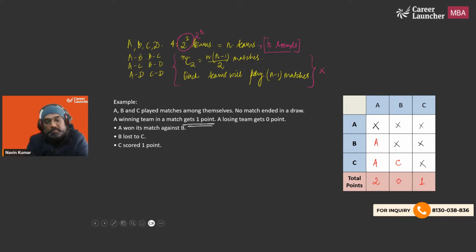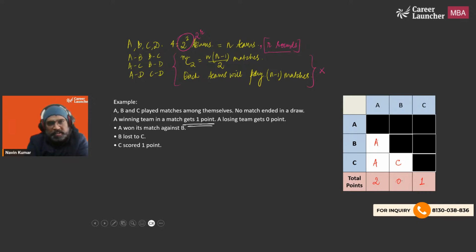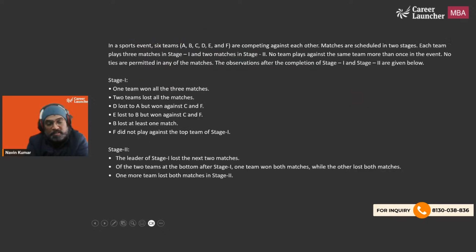So basically the important thing is this is how we represent the matrix, and this is how we put in the values and points and goals, whatever is required. Now let's do one set. We basically shade out, or get rid of, the cells which are repetitive, or the matches that are not supposed to happen.